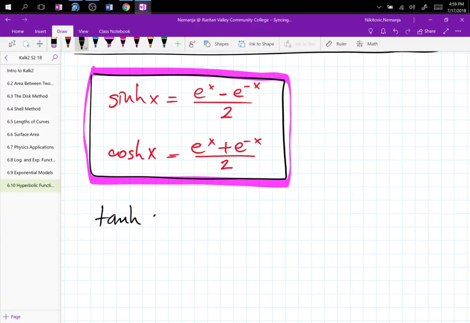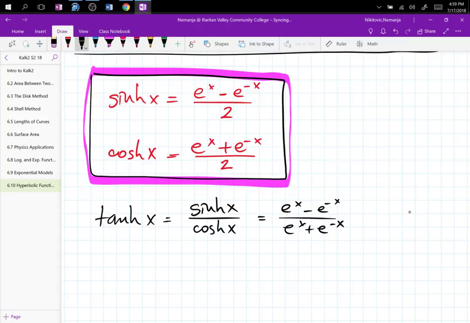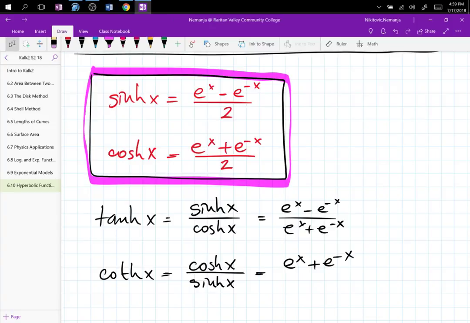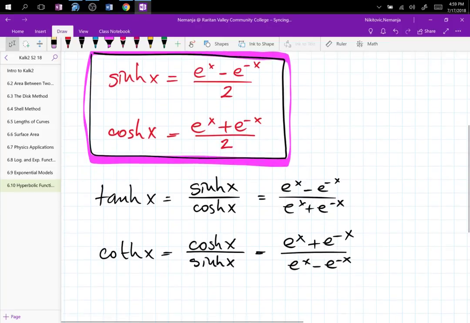So tangent hyperbolic x is going to be sine hyperbolic x divided by cosine hyperbolic x. And if you want to use the e definition, that's e to the x minus e to the negative x divided by e to the x plus e to the negative x. So that's the first, right? And then you have the cotangent hyperbolic x, which is going to be cosine hyperbolic x divided by the sine hyperbolic x, which will be e to the x plus e to the minus x divided by e to the x minus e to the negative x. So these are our 2 functions.